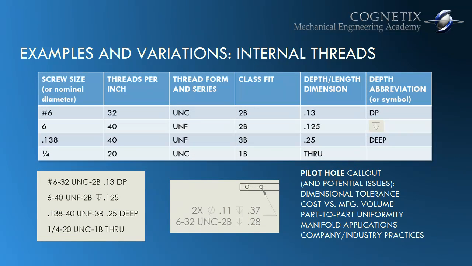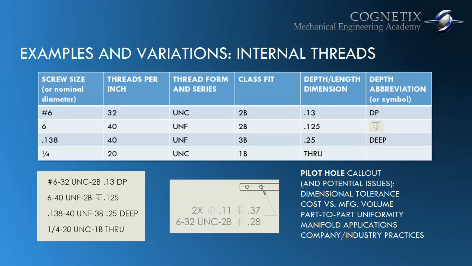All right, we're making good progress here. Let's go ahead and look at some examples and variations of internal thread callouts. On the table here, looking at the left side, the first column, we have screw size or nominal diameter. On the first row, we have the number symbol followed by a 6. So that would be a number 6 screw thread.